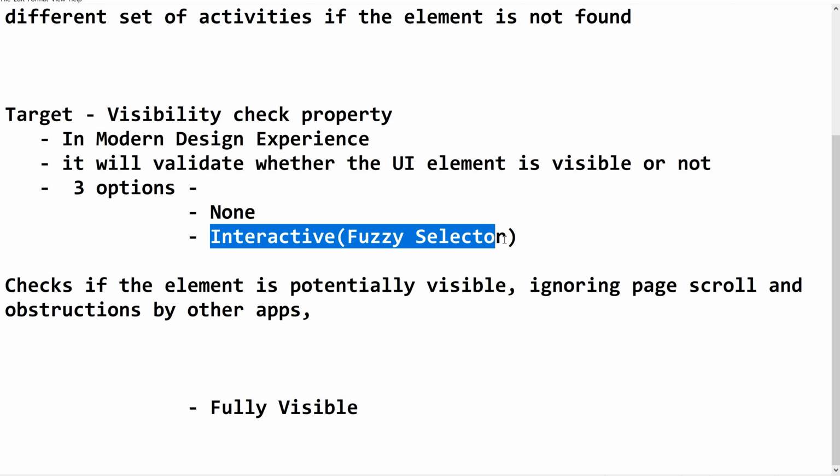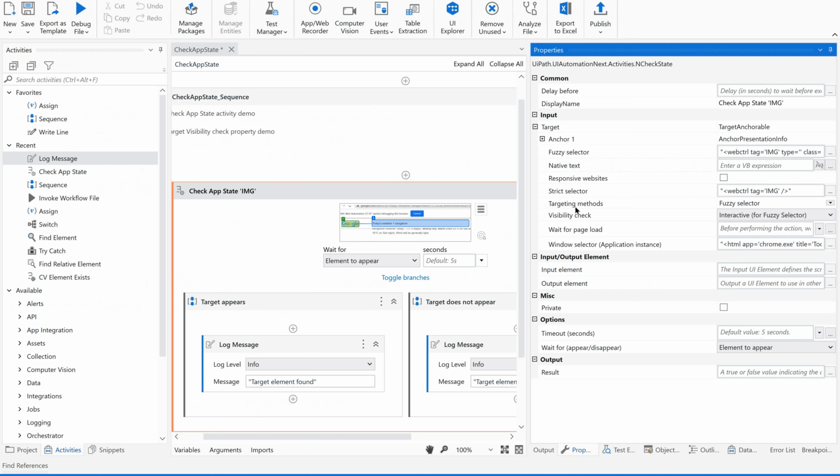Interactive is available only if it is a fuzzy selector. I already told you, when you are selecting the target methods, if you have given the fuzzy selector, only in that case it is applicable. If you could see here, we have targeting methods, right? Just above this, we have multiple target methods: fuzzy selector, strict selector. I already explained where these come from.